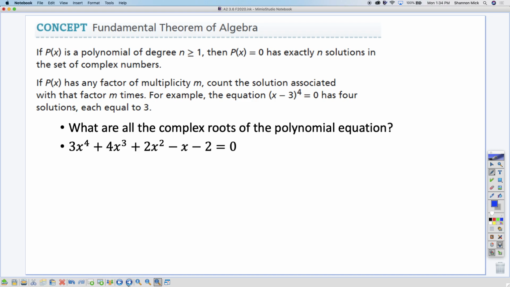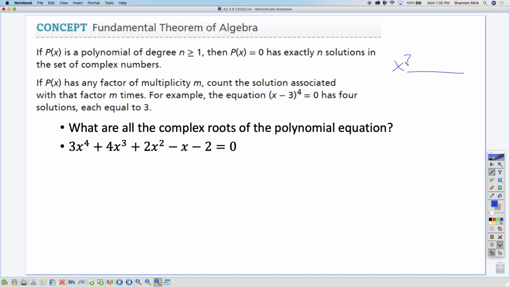If I have a degree of 7, how many solutions do I have? My highest degree is 7. What does this say? How many do I have? Seven. Does it say they're real? No. It says it has seven. So that includes real numbers, irrational numbers, rational numbers, and complex numbers.